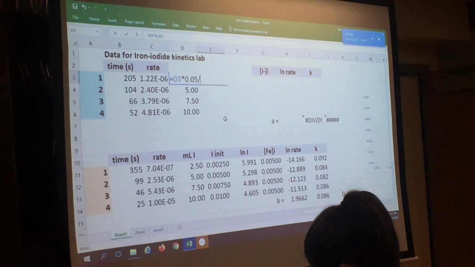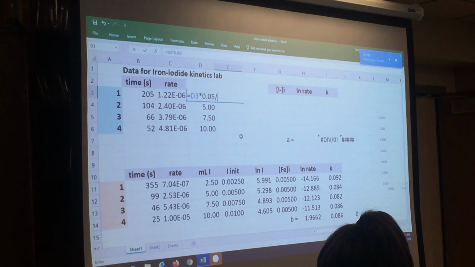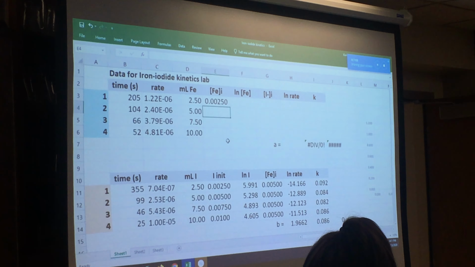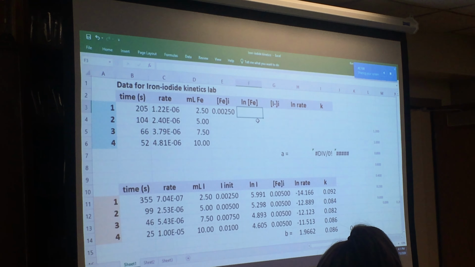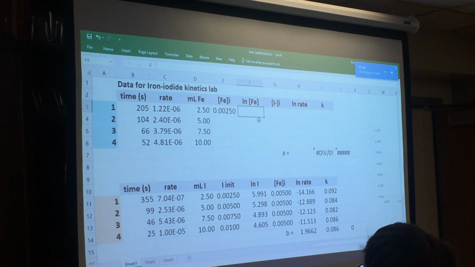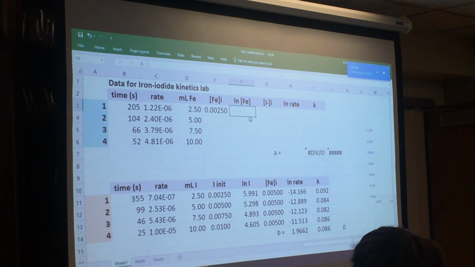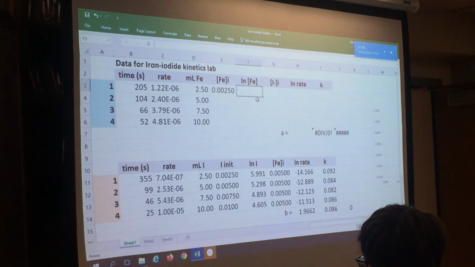Divided by, what's our total volume? 50 milliliters. In each case, it's 50. Okay, so there is the iron concentration initially, 0.0025. It's the iron concentration in the 50 milliliters of solution once we've combined the two reactants.